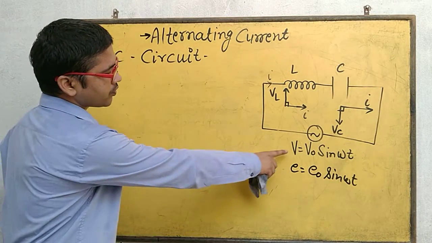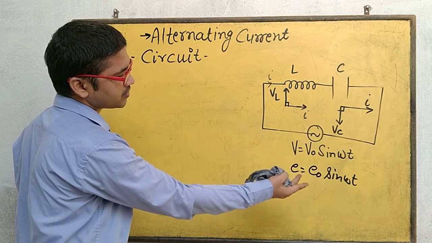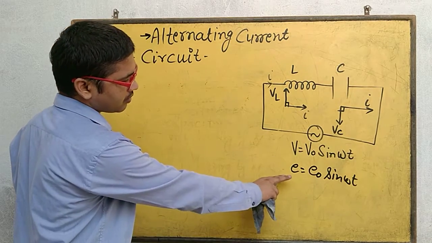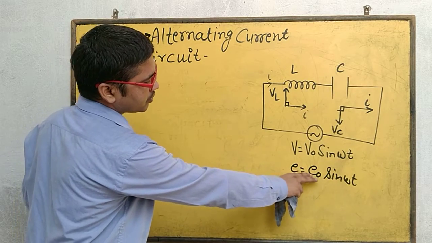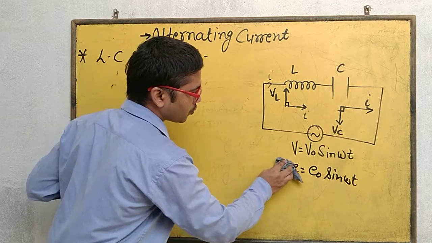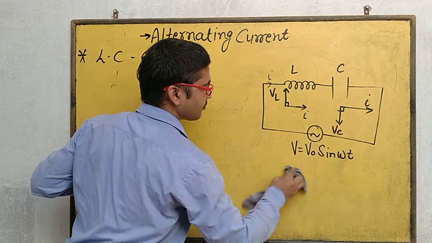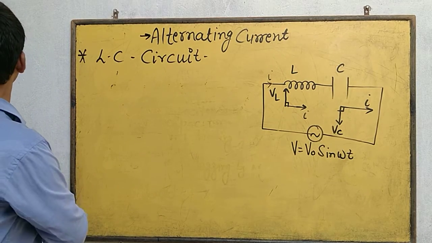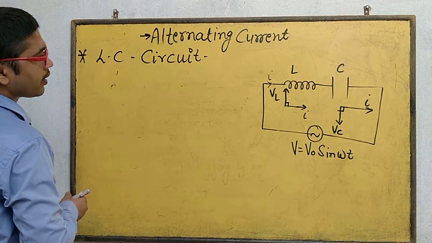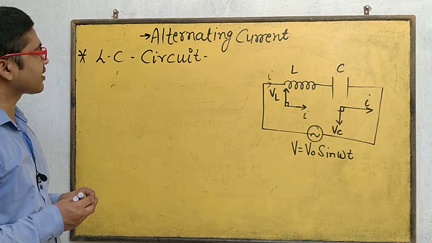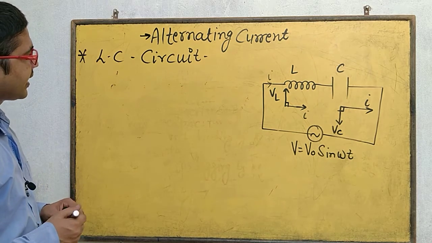We will use this equation only because we are just choosing the equation in form of V is equal to V naught sin omega t. You can take the form E is equal to E naught sin omega t, but I am going to take this form. So I am erasing this one here. Okay. Now we are ready to draw the phasor diagram for this LC circuit. So let's see the phasor diagram.